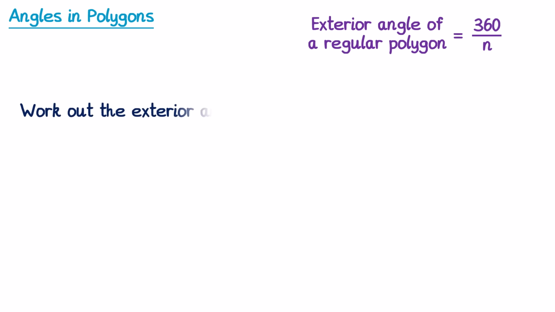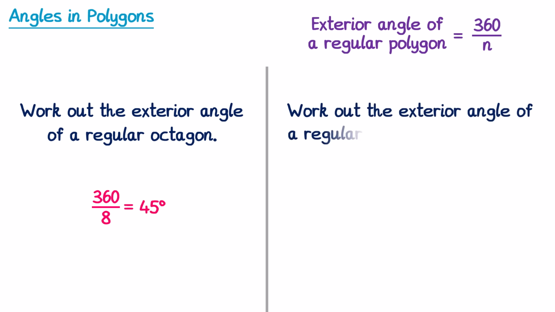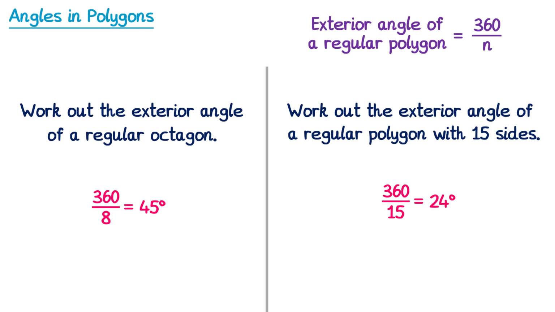So first of all, we've got to work out the exterior angle of a regular octagon. Earlier, we said that an octagon had 8 sides, so we just need to replace the n in the formula with 8. It's as simple as 360 divided by 8, which gives you 45 degrees. And what about if we were asked to work out the exterior angle of a regular polygon with 15 sides? Well, we'll just do 360 divided by 15, which gives you 24 degrees. So working out the exterior angle of a regular polygon is very straightforward. We just divide 360 by however many sides it has.